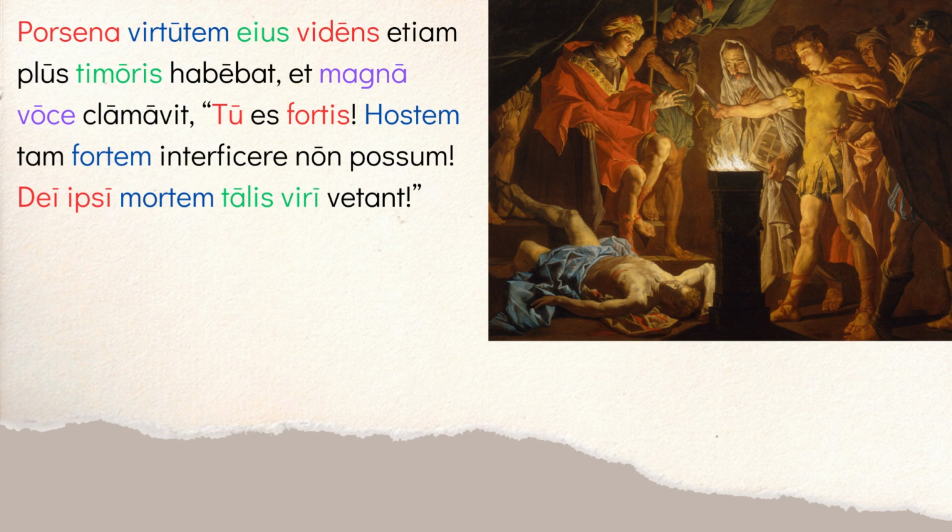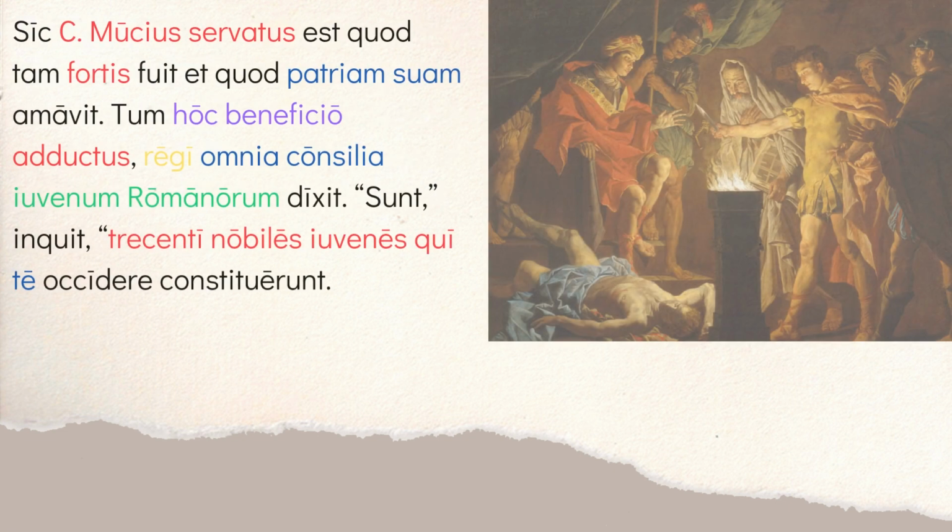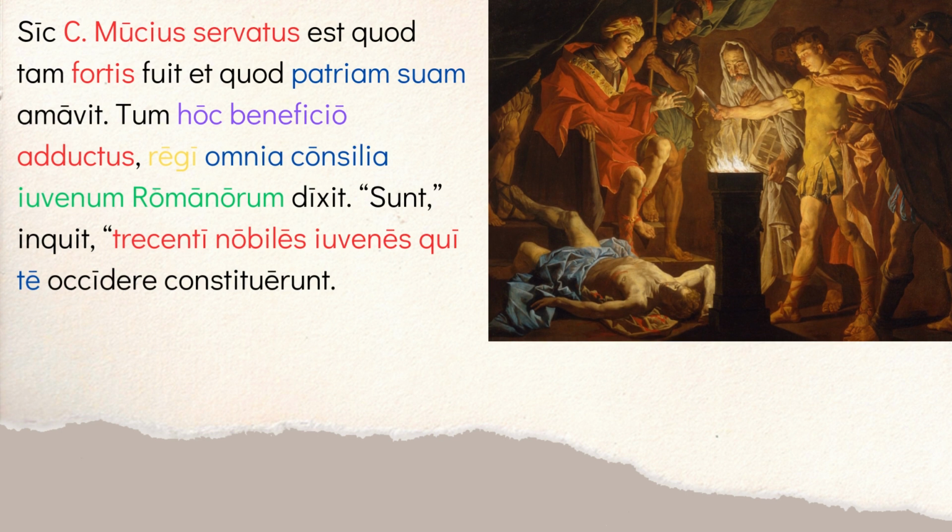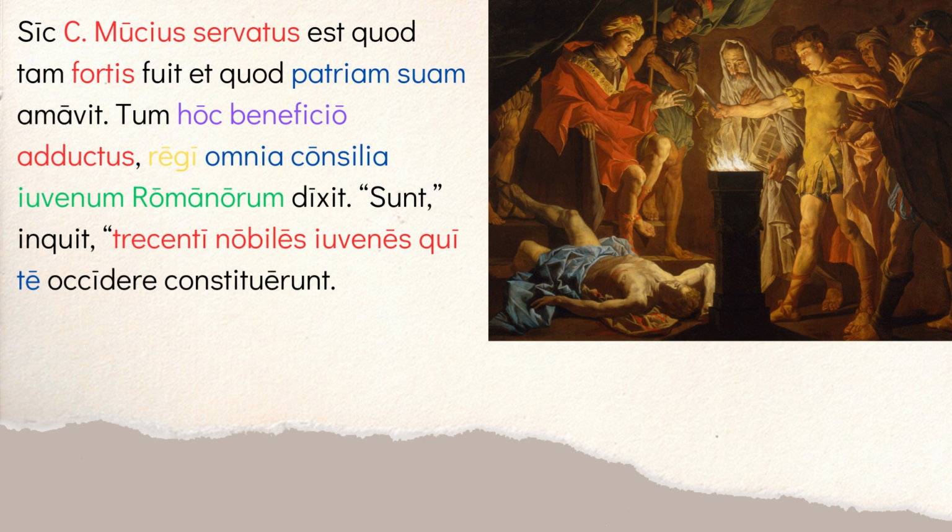So Mucius instantly becomes famous for this, okay? Then you have sic, si Mucius servatus est quod tam fortis fuit et quod patrium suam amavit. So thus, Gaius Mucius was saved, servatus est, right? He was saved because he was so brave. Fuit is the was, the perfect tense of esse. Tam fortis, so brave, right? He was so brave, and because he loved, amavit, his patrium, his country. Okay, so this story, you can already tell the themes happening here. This is what a true Roman is supposed to be, right? Loving your country more than yourself. That's the story of Gaius Mucius. So he's saved because he was so brave and because he loved his country so much.